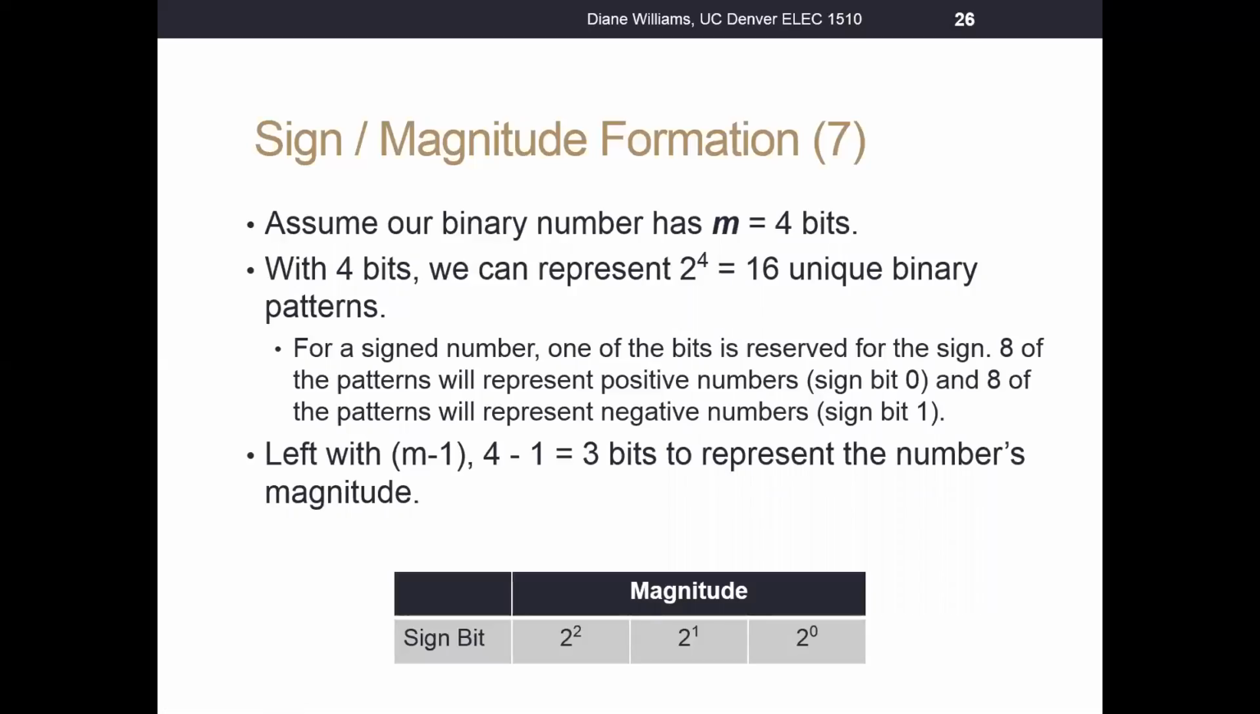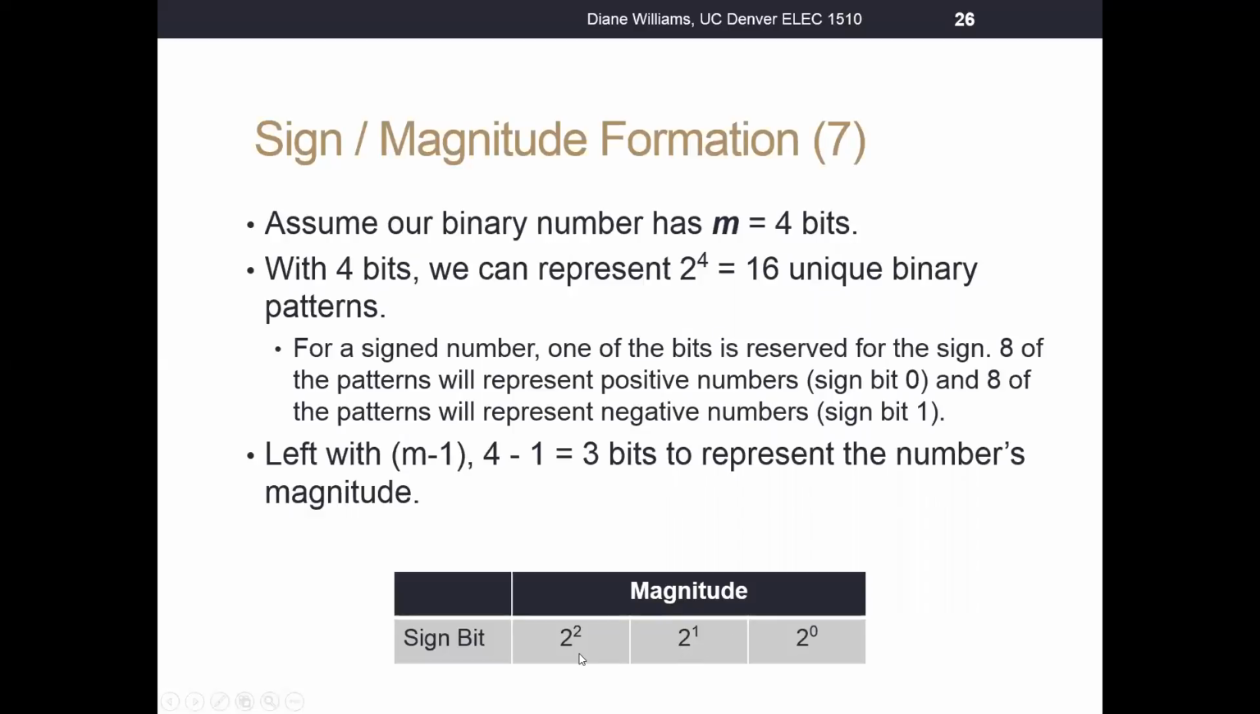All right. So now if we want to form some sign magnitude numbers, let's go back to our 4-bit example. Right? Now we're going to have 4 bits to work with. We saw with our other example, with 4 bits, we could represent 16 unique binary patterns. We're going to reserve the leftmost bit as the sign bit. So that now leaves us with 3 bits to represent the number's magnitude.